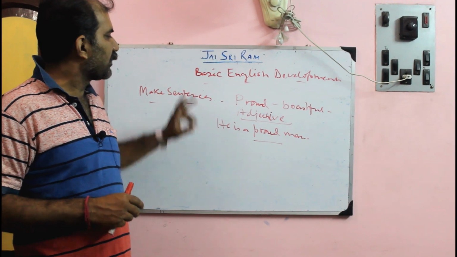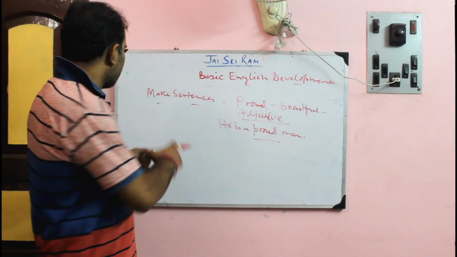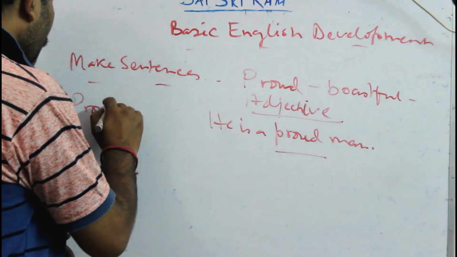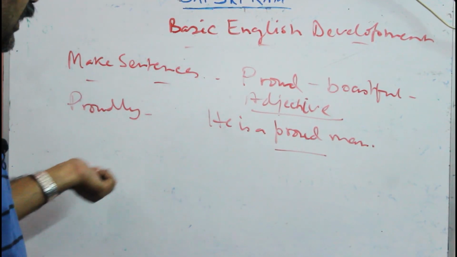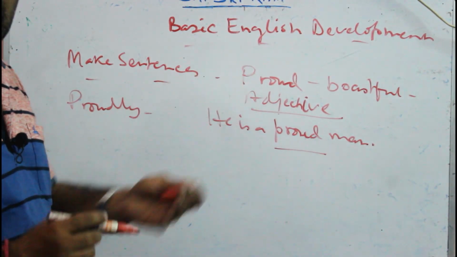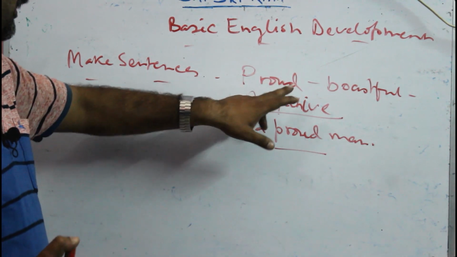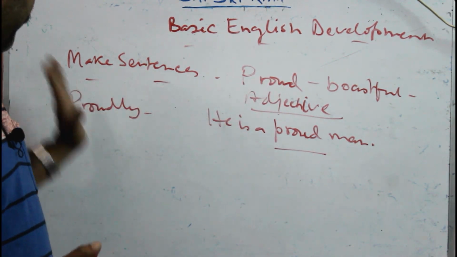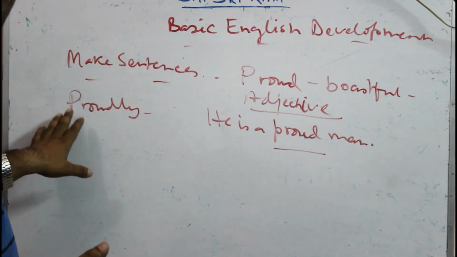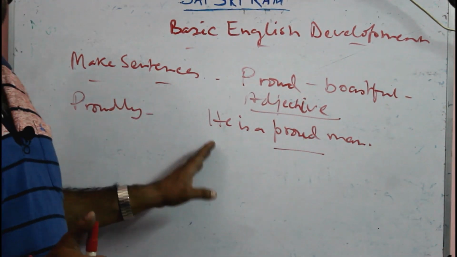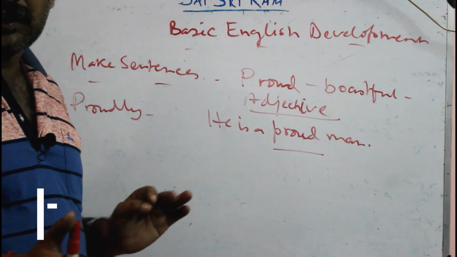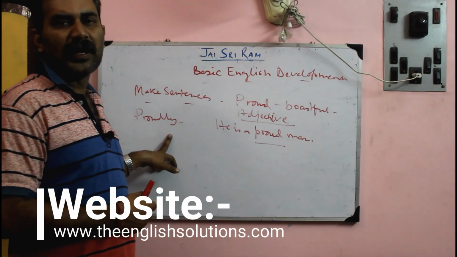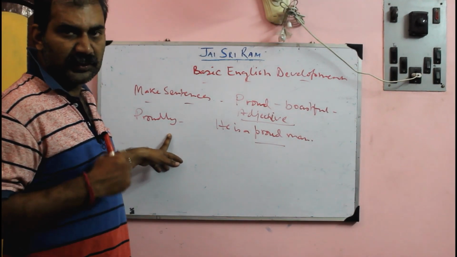Sometimes what students do is that they change the word proud to proudly, and it becomes an adverb. They do not understand that there is a grammatical difference between an adjective and an adverb, and if anyone is told to write a sentence with proudly, he will write: he is a proudly man. They think that proud and proudly are interchangeable, whereas they are not.